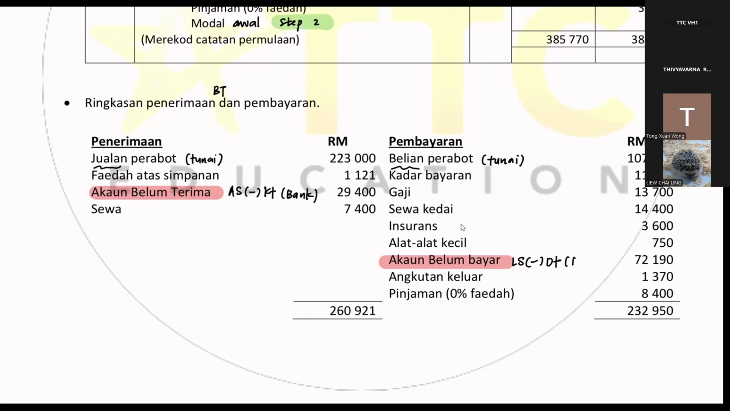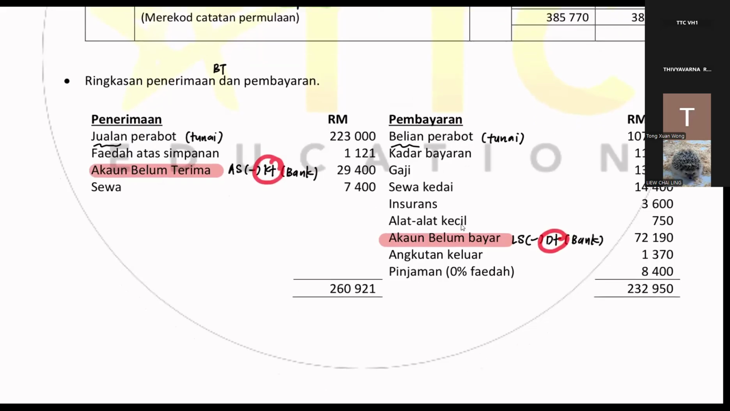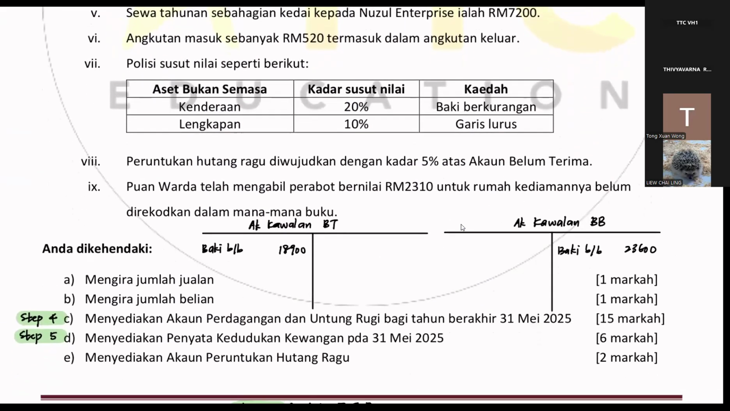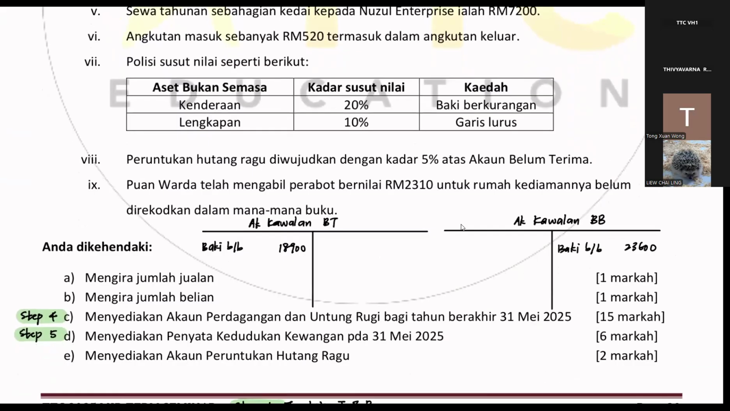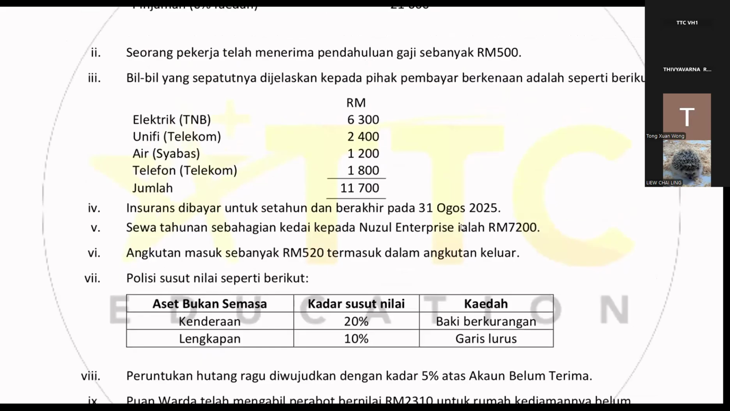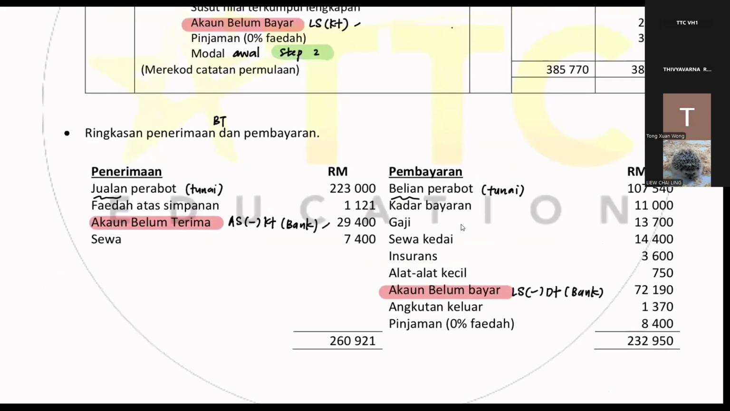Bank, yes. So record into account kawalan with bukti bank, and debit and credit according to what we analyzed just now. Okay, record now into account kawalan with bukti bank. ABT, credit by using bukti bank, 29,400. ABB, debit by using bukti bank, 72,190. Okay, done, na? These two done. So make a remark. These two also done.